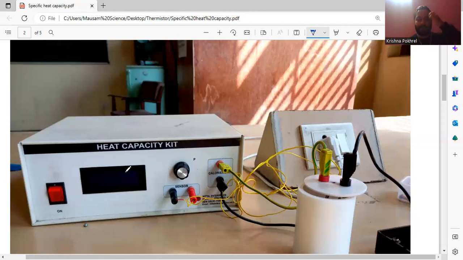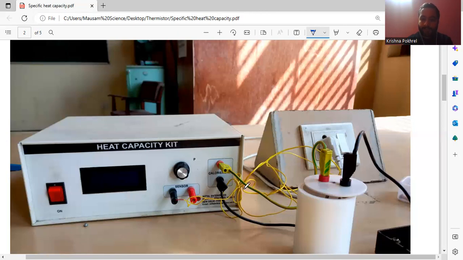All this will be displayed in this display, but I haven't taken the photo. That's my mistake. I'm very sorry for this. I will explain it verbally. I have told you the connection: connect these two, red with red, black with black.